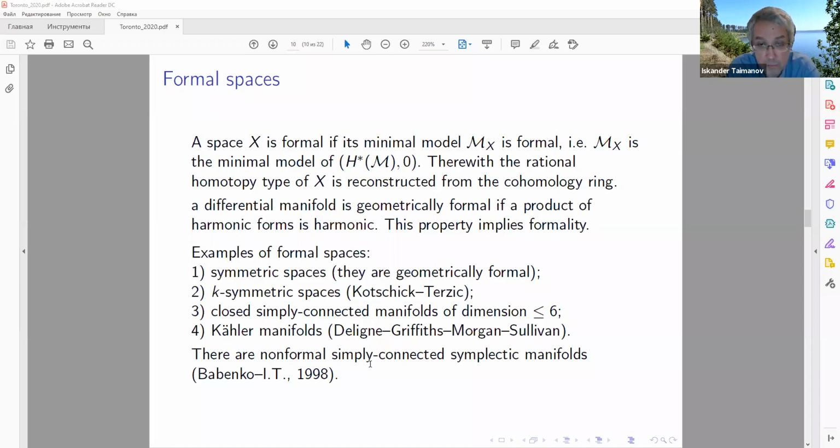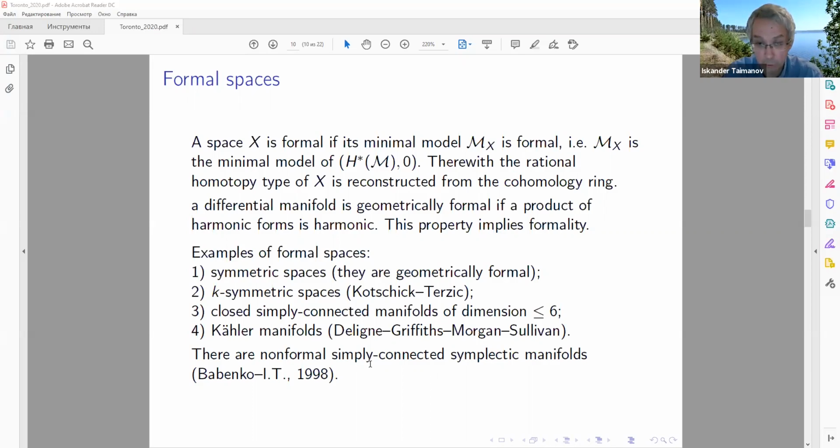The third example are closed simply connected manifolds of dimension less than or equal to 6. This could be explained by saying that there are no obstructions to formality for these manifolds. They are too small for that. They have too small dimension. And the famous theorem which we also have to mention, and which is the basis for our discussion, is the theorem by Deligne, Griffiths, Morgan, Sullivan from the middle of the 70s. One of the first articles about the application of rational homotopy theory to differential manifolds, which states that Kähler manifolds are formal.